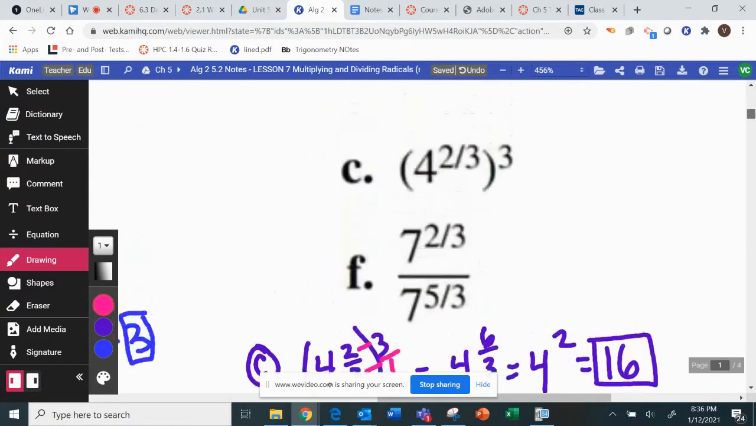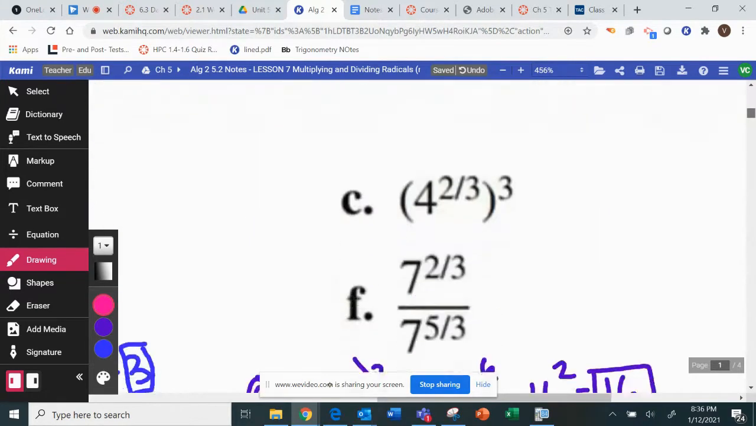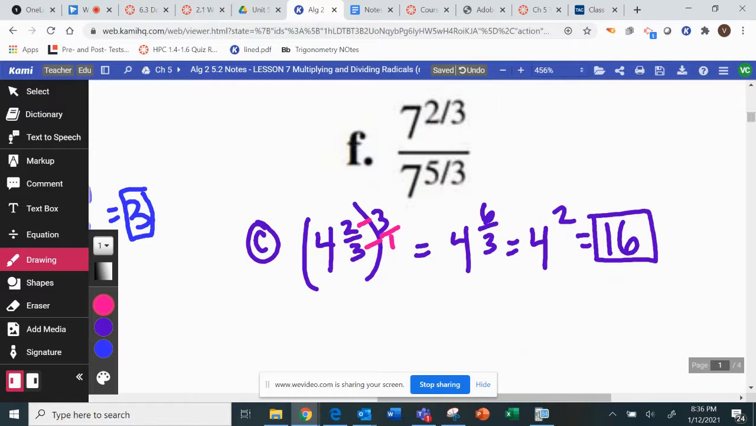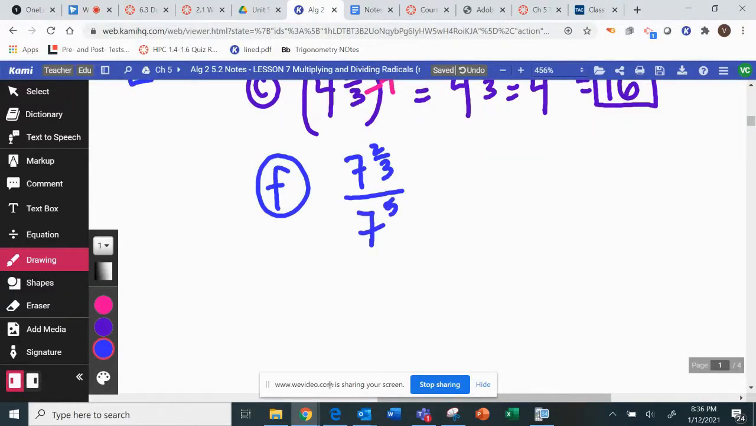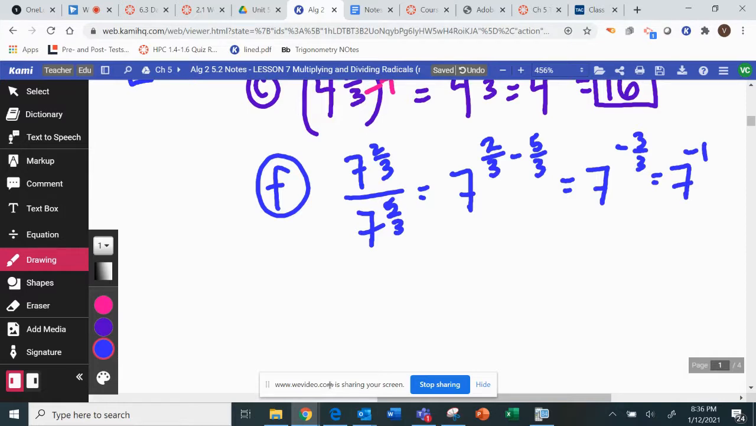Okay, and then question F. 7 to the 2/3 over 7 to the 5/3. So we have like bases of 7. We're going to subtract the exponents, 2/3 minus 5/3. So that gives me 7 to the negative 3/3, which is 7 to the negative 1. And then remember, negative 1 means to reciprocate, so we get 1/7.